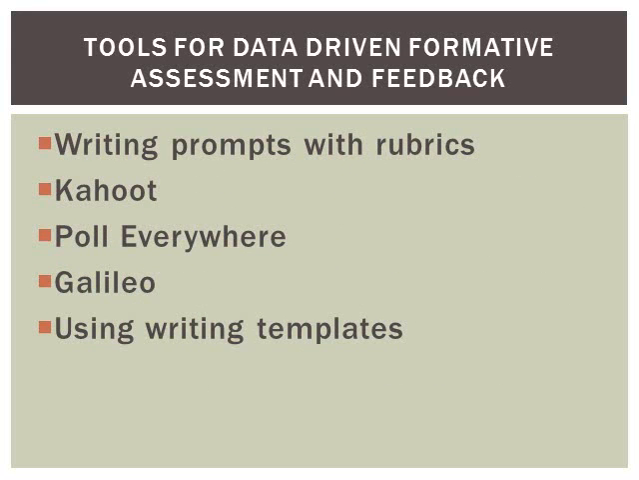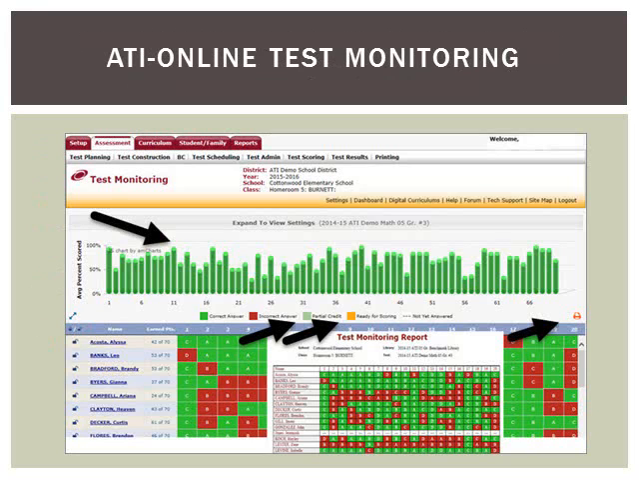Here's a list of tools for formative assessment I use in my classroom. I often give writing benchmarks using prompts with rubrics, Kahoot, Poll Everywhere, Galileo, and using writing templates. ATI Online or Galileo is often used to deliver summative assessments. But here you see a test monitoring screen that during a formative assessment, students can look at to determine if they're selecting the correct responses on their quiz or test. This gives immediate feedback and helps students know where they're at and how much they've learned. The teacher can use this to gauge student progress in the moment, immediately, and during the course of a lesson.